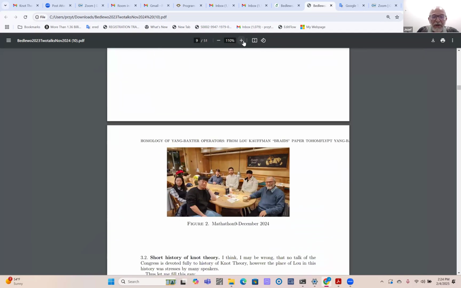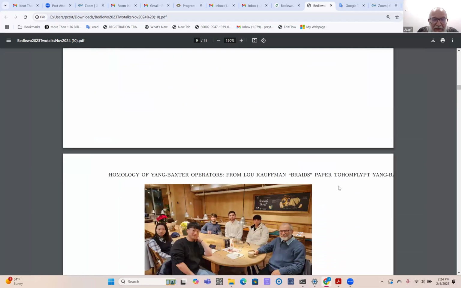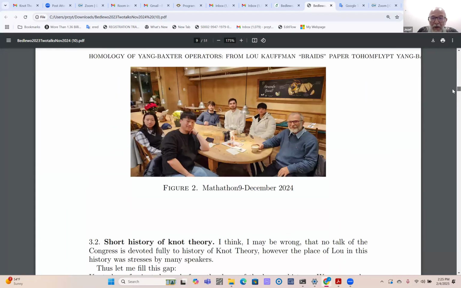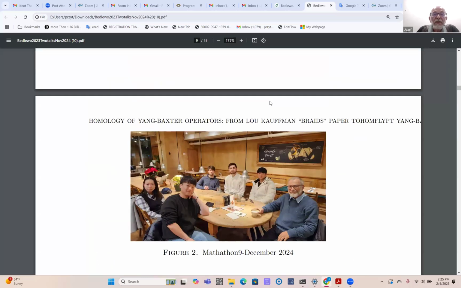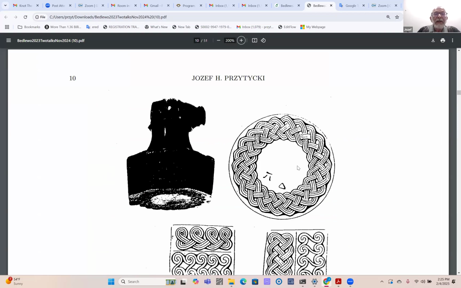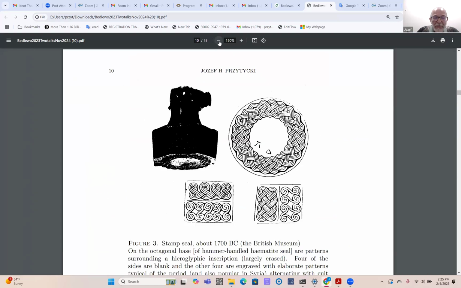So maybe still bigger. You can see my students working on homology of Yang-Baxter operator. I hope you can see now. So let's look at us for a moment. So this was when we were still struggling with the conjecture. Now it is proven. Okay. So now history. Let's make this smaller. However, I like this picture very much.